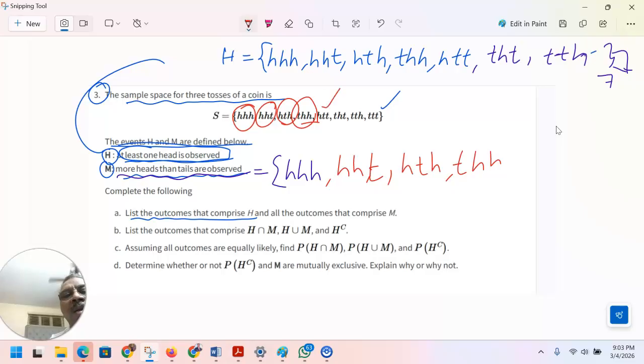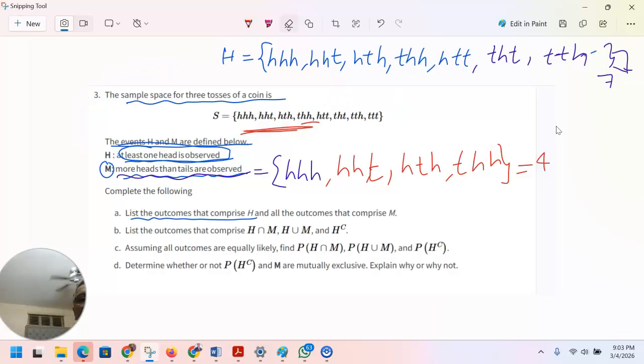And you can see here there are two tails. So tails are more. Here also tails are more. These are tails are more. So these are the four. So this piece is four of them. So this is M.